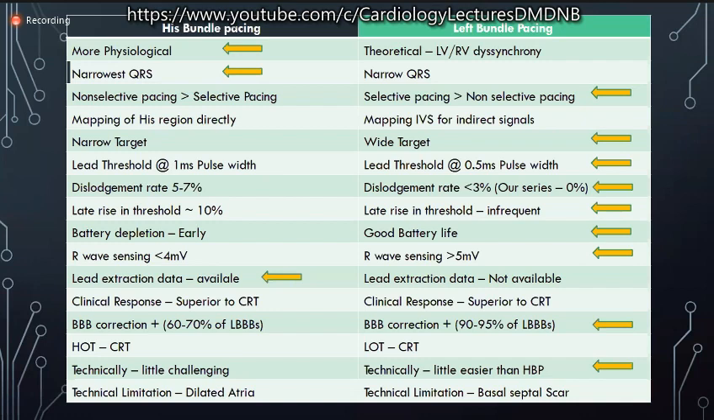So just a snapshot of His bundle versus left bundle. His bundle is definitely more physiologic. You can get the narrowest of all the QRSs, but it has its own issues of trying to target a narrow region, higher unstable thresholds, higher dislodgement rates, a slight increase in late threshold rise, and you have significant data with His bundle. Left bundle pacing, on the other hand, has a wider target. You have better thresholds, stable thresholds, lesser dislodgement rate, lesser late rising threshold, good battery life, good R waves. If you are using it for LOT-CRT, you have good R waves, which would give good sensing for the ICD as well, and better bundle branch correction, even if there is an infra-Hisian block, and technically it is much easier.